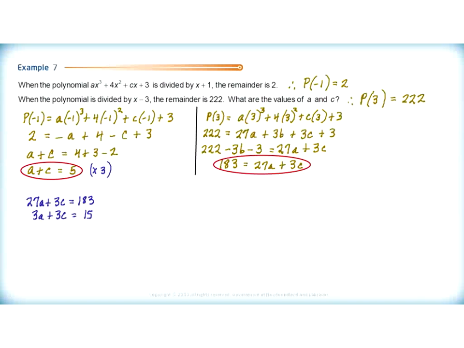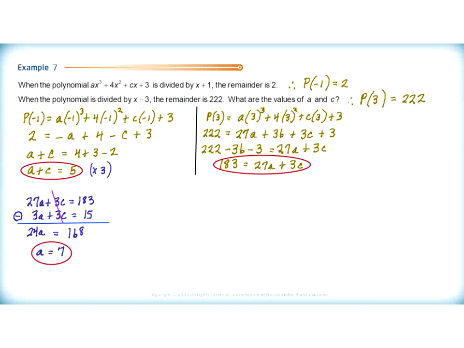Using the elimination method, we will take these two equations and subtract them. 27a minus 3a is 24a. Notice that 3c minus 3c is 0, and 183 minus 15 is equal to 168. When you divide that by 24, the answer will be a is equal to 7. That would be one of our solutions to this equation.